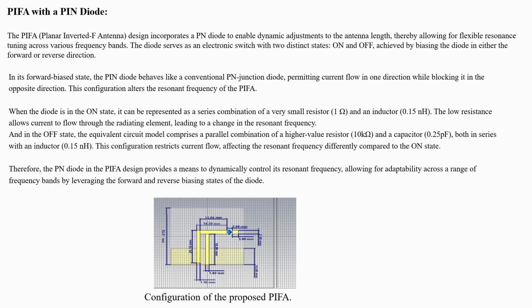When the diode is in the on state, it can be represented as a series combination of a very small resistor of 1 ohm and an inductor of 0.15 nanohenry. The low resistance allows current to flow through the radiating element, leading to a change in the resonant frequency. In the off state, the equivalent circuit model comprises a parallel combination of a higher value resistor of nearly 10 kilo ohms and a capacitor of 0.25 picofarad, both in series with an inductor of 0.15 nanohenry. This configuration resists current flow, affecting the resonant frequency differently compared to the on state.